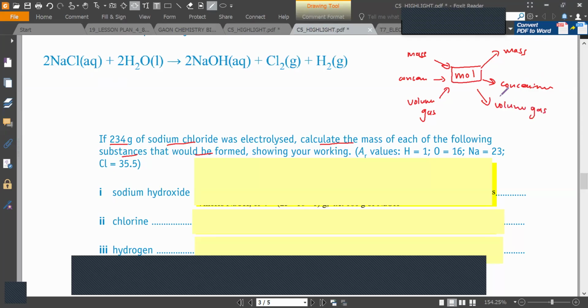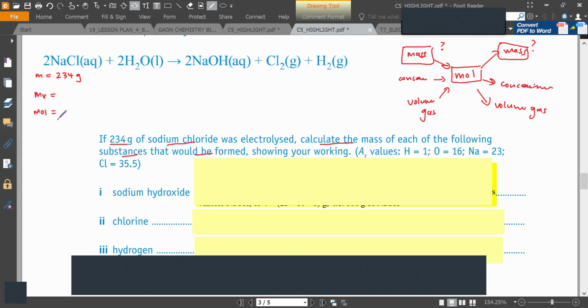Okay, so the formula is different for each one. So for this question, we just focus on the mass. We start with mass and then we end with mass. So this one, sodium chloride, we start with a mass of 234 grams. If we know the MR, we can get the mole.